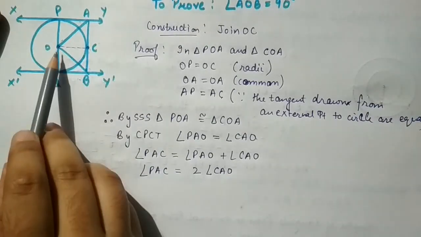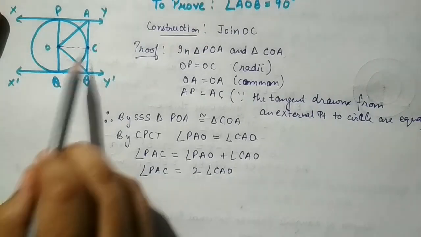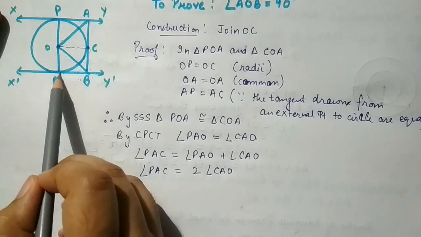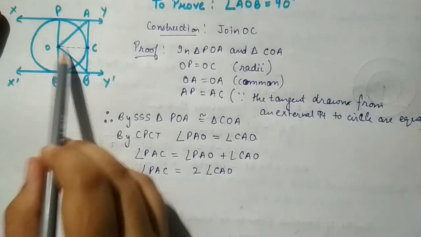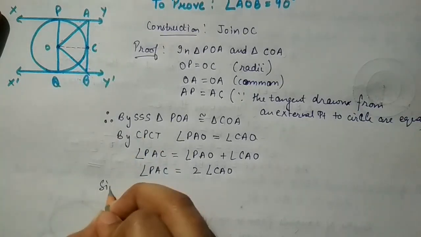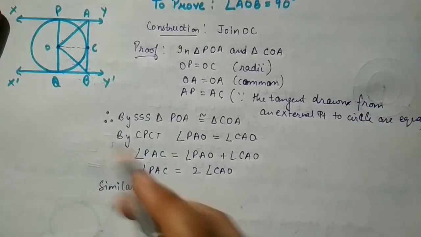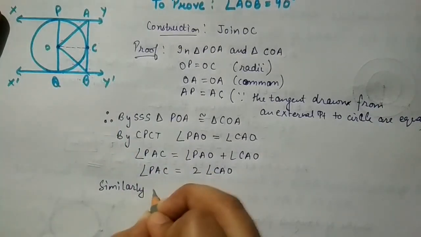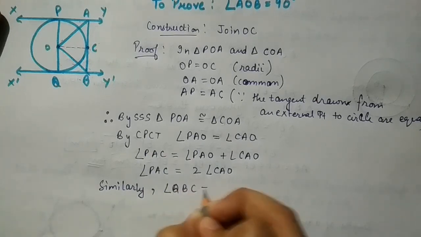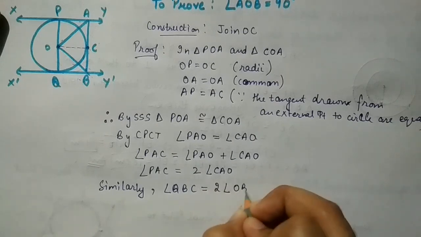Similarly, you can prove this triangle, means triangle OCQ, OCB and triangle OBQ to be congruent, and from there you can say by CPCT that angle QBO will be equal to angle OBC. You don't need to prove these two triangles congruent again. You can write similarly, angle QBC will also be equal to twice of angle OBC.